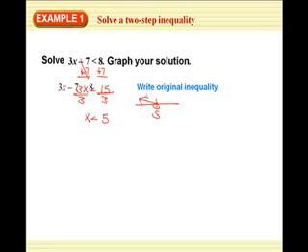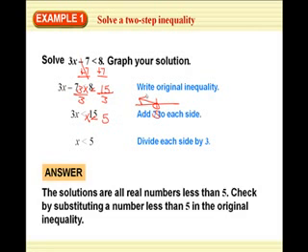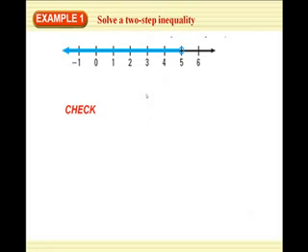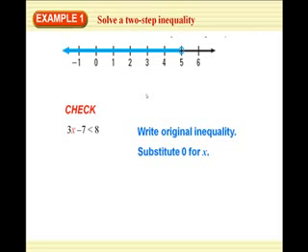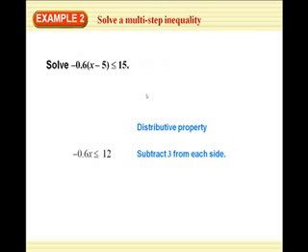Sometimes inequalities are used more in real life because sometimes there's not an exact answer. It could be less than, or something could be greater than. So that's sometimes where inequalities come in. Okay, they have a lot of checking here, don't they? I guess what they want you to do is pick a number that fits the inequality, your answer, and see if it works.